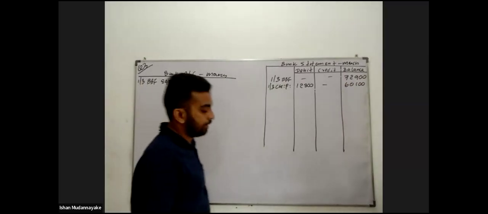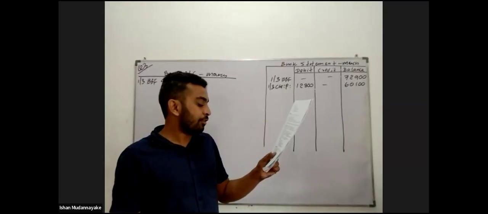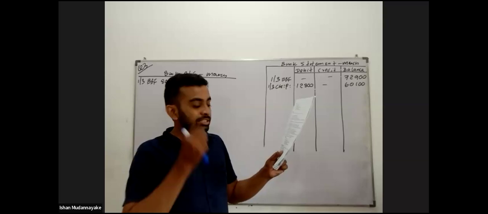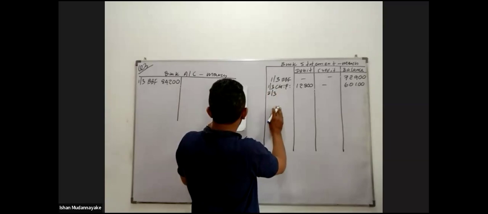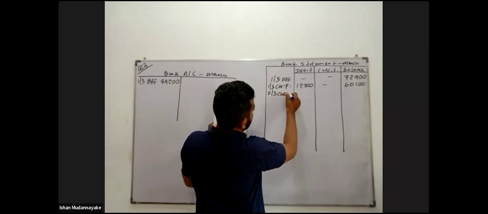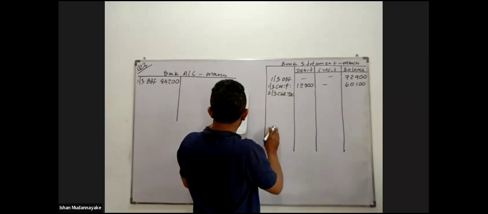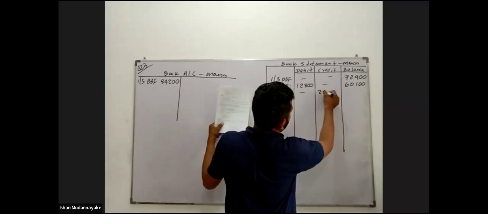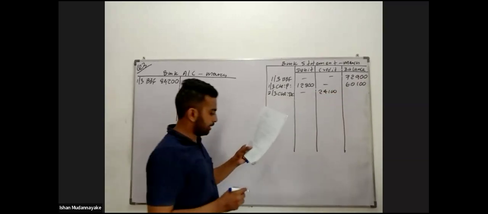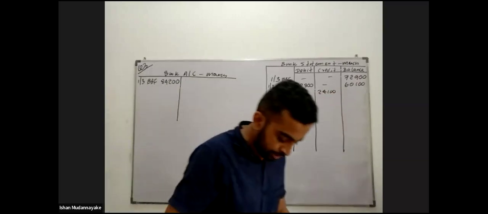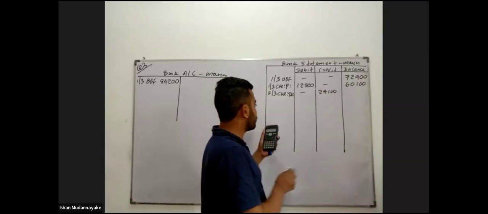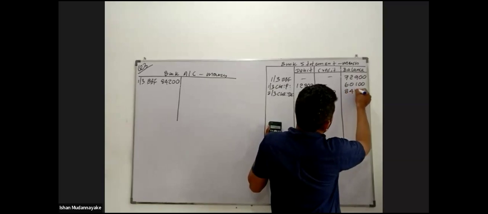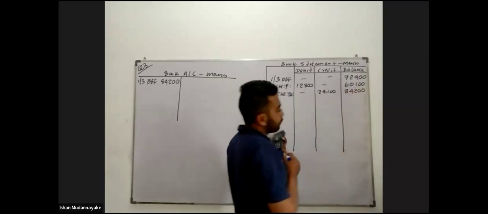Okay, right. And then the first transaction: 26 February deposited check, but realized on March 2nd. So on 2nd March, write down check deposit 24,100. Right, now the balance is how much? 60,100 plus 24,100 is 84,200.